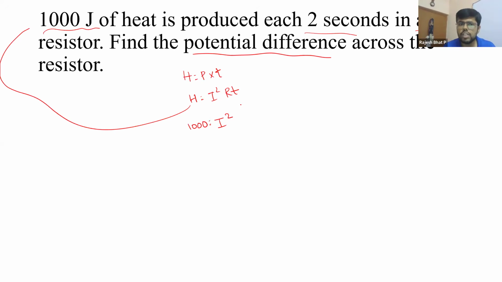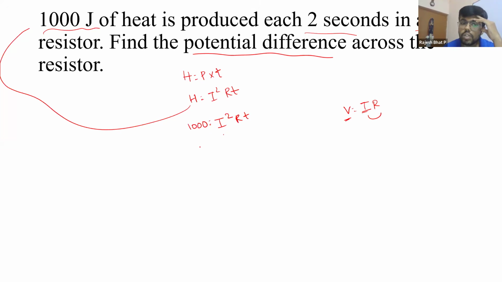We have to find potential difference. Anyhow, if I find current, then potential difference is easy to find. I know Ohm's law. See, Ohm's law is a very important equation. Many times you might require to use it. So if I find I, I can use R, resistance is anyhow given. So I can multiply these both and get a potential difference, right? So now R into T.